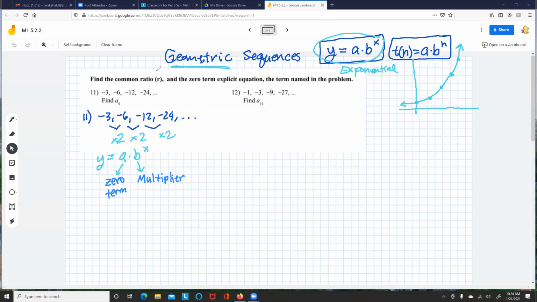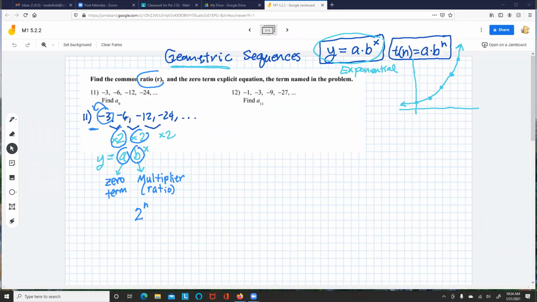Or in this case, your book calls it the ratio, the common ratio. A ratio is just something you multiply by. So it's the multiplier. Well, we're multiplying by 2. Okay, so that is our b value. It's going to be 2 to the x power. But instead of 2 to the x, let's make it 2 to the n because this is a sequence. So we no longer have x. So it's 2 to the n. So we came up with this half of the equation. Now we just have to find the zero term. The zero term is the term that should come before this, the first term.